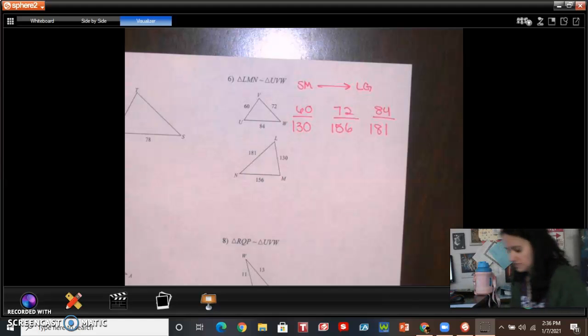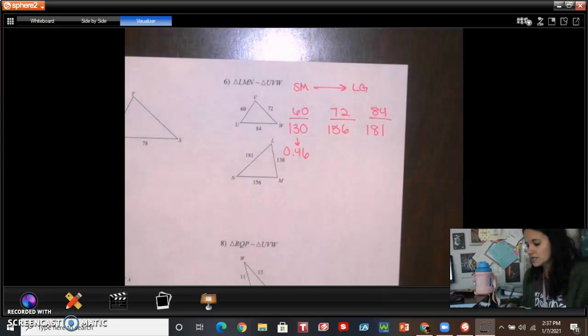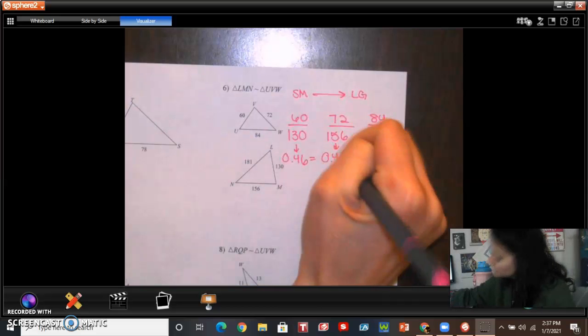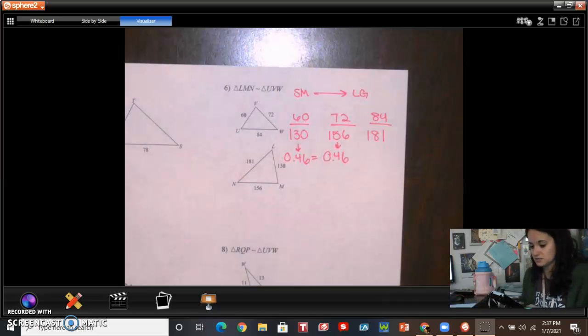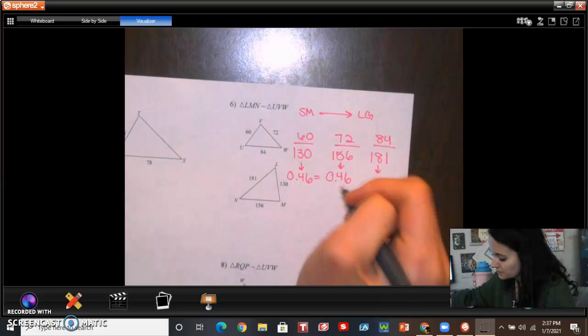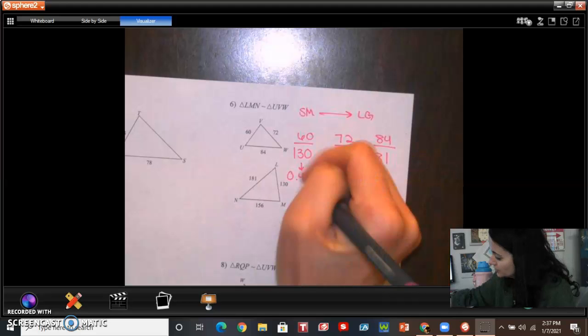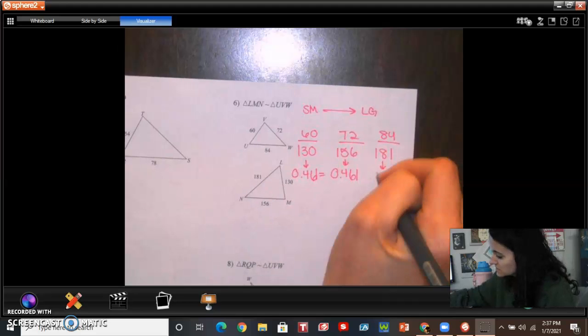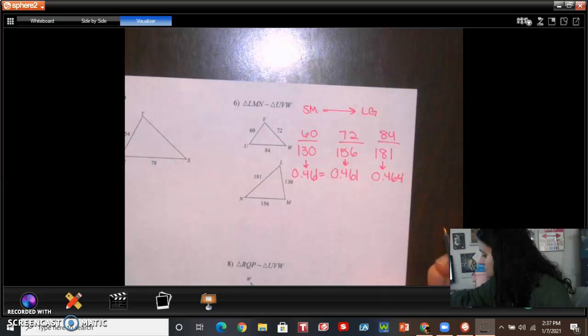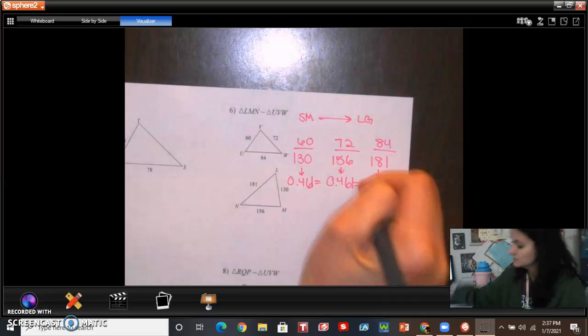Okay, so I'm going to do 60 over 130, and I get 0.46, continuing with more numbers. I like to keep mine all on the calculator so I can see them all underneath each other. So this one is matching. We're still doing good, but we need to make sure it matches all three. These are all 0.461, continuing. This one is 0.464. Because of that one not working, this is not similar.